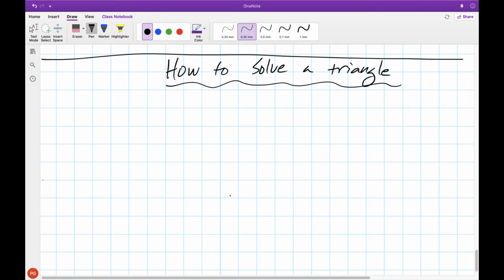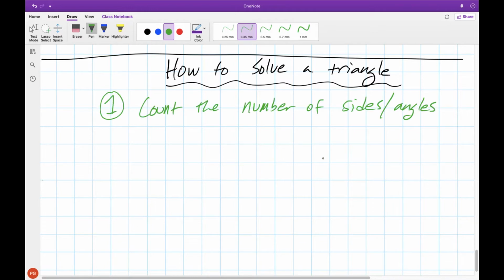This video is going to go through a summary of everything we've done so far with sine law and cosine law and give you a step-by-step guide on how you can solve a triangle. The first step for solving any triangle is to count the number of sides and angles that you have access to in the question. Usually there'll be a total of 3, so 3 sides, 3 angles, or a mix of the two so that you have 3 pieces of information.